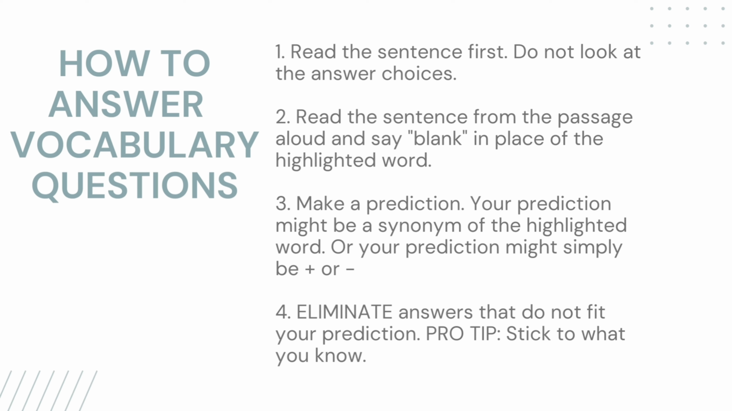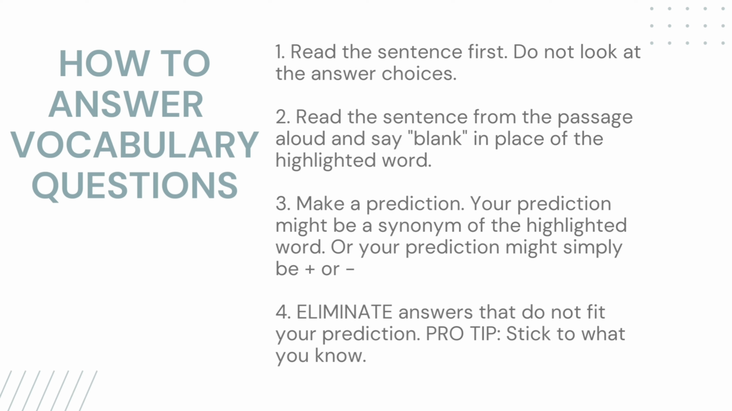Number 3, make a prediction. Your prediction might be a synonym of the highlighted word. It might be very close to the exact answer, or it might be more of a general prediction. You might simply just know, okay, a positive word goes here, or a negative word, or a word that's somehow related to amount. Just do your best with the prediction. It's really getting you ready for the last step. And then step 4 is to eliminate answers that do not fit your prediction.